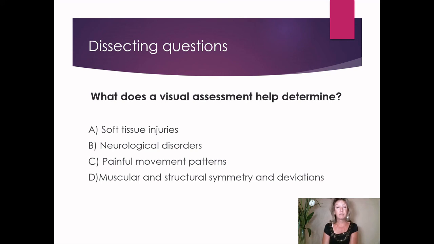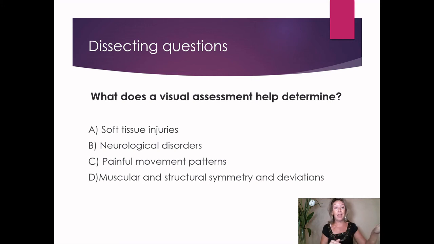Letter D. Does a visual assessment help determine muscular and structural symmetry and deviations? Symmetry, what does symmetry mean? Balance, right? 2 sides. Symmetry is this side compared to the other side. So structural symmetry and structural deviations. What's a deviation? Different, right? Yeah.